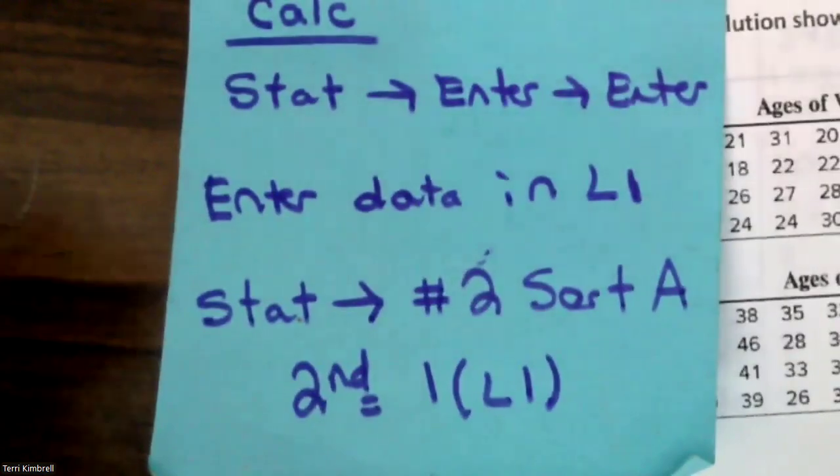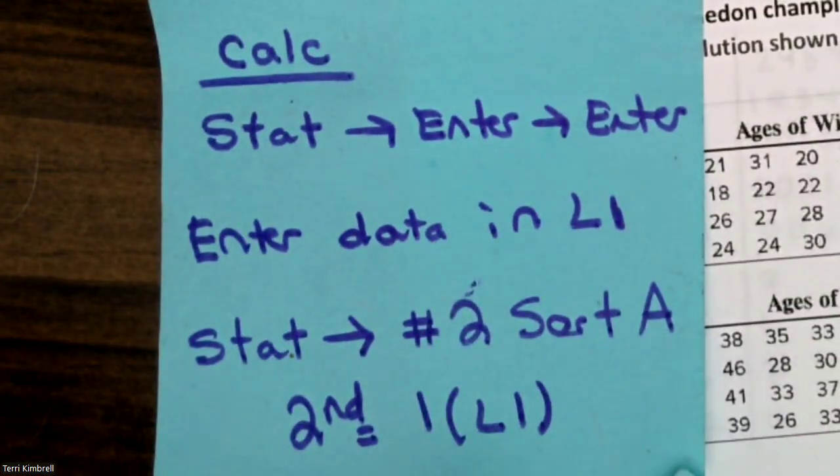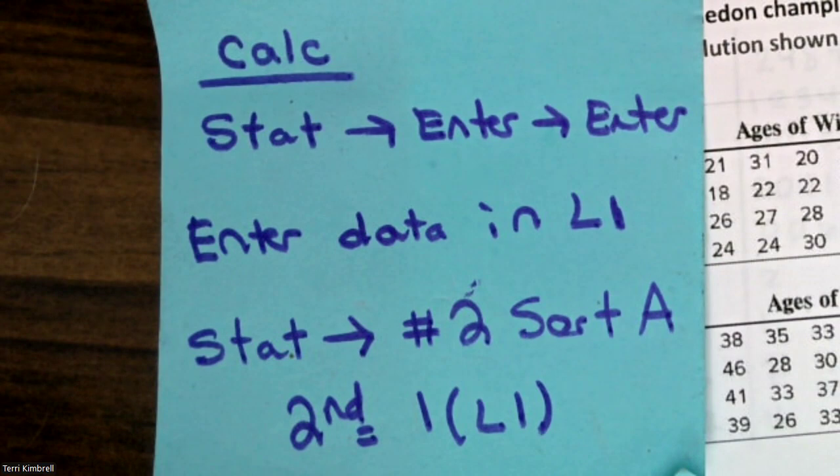So I wrote these steps down for you. You want to hit stat, enter, get your data entered in L1. After that, you go back to your main screen and hit stat, number 2, where it says sort A, and you want to do second one where it will sort L1 for you. Okay, pause that if you need to keep copy.